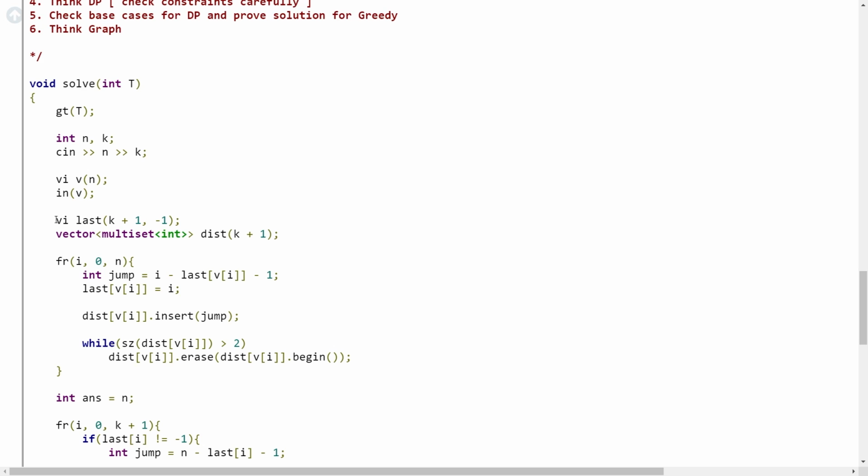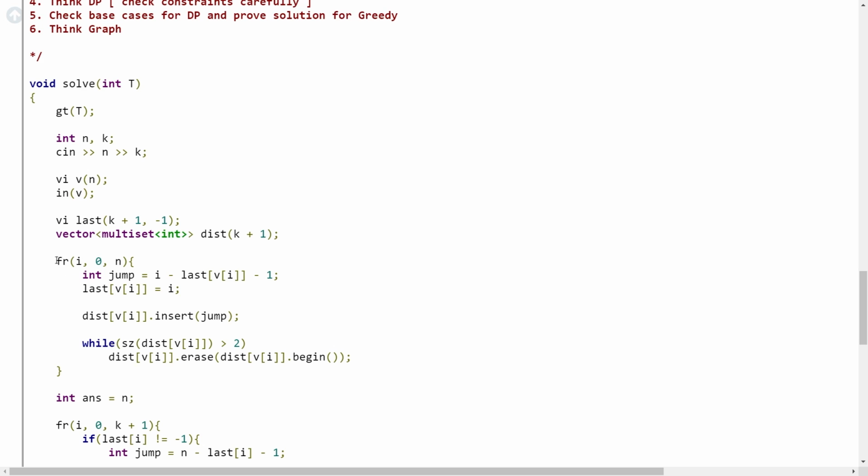So now what I do is I create a vector. First of all, I'm taking two integers n and k as input, and I'm taking input in a vector of size v. Now I'm creating a vector last, which is going to store the last position at which my kth color was observed. Now I create a multi-set for all those k colors. This will be storing the maximum and the second maximum number.